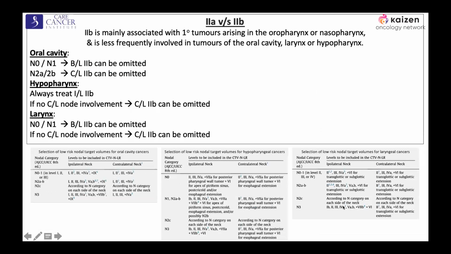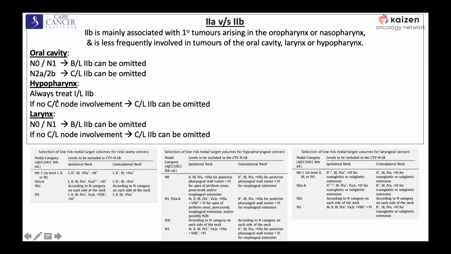Okay, so the discussion between 2A and 2B, again, this guideline has provided some recommendation on this. So 2B, as already mentioned, is mainly associated with tumors arising in the oropharynx or the nasopharynx, and is less frequently involved in tumors of the oral cavity, larynx, or hypopharynx, especially those which do not have nodes in level 2A. So in case of oral cavity and larynx, N0, N1, 2B can be omitted. So your posterior border of level 2 will be your internal jugular vein posterior border. You do not have to go all the way up to the posterior border of the sternocleidomastoid. In case of N2A or N2B, that is ipsilateral nodes, contralateral 2B can be omitted. The same side will have to be treated because you have ipsilateral 2A nodes.